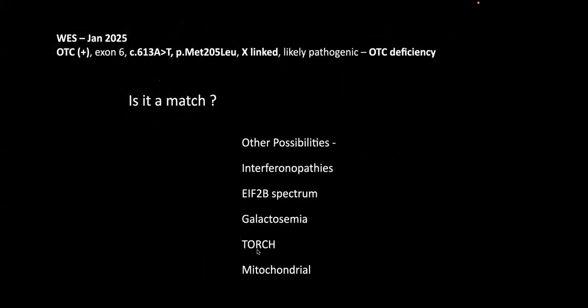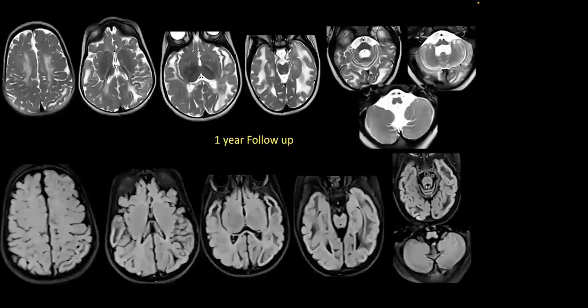Whole exome, yeah, Raji, what? So we have suspected hypomyelinating disorders based on the MRI findings. Whole exome sequencing was done, which showed OTC, ornithine transcarbamylase deficiency, which is X-linked, and a likely pathogenic variant was detected. Then reverse phenotyping for this was done. Serum ammonia, ornithine, and citrulline were sent, which were normal.